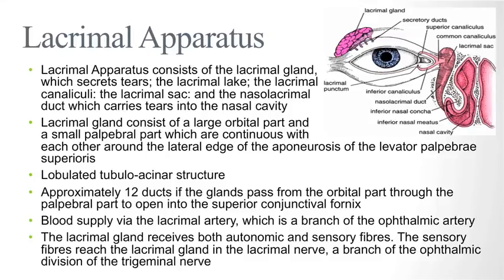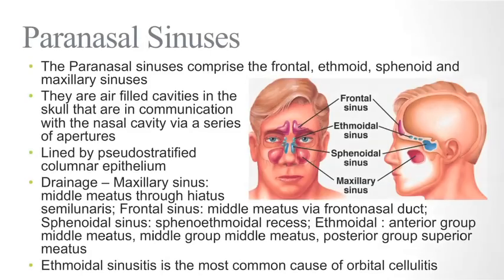Approximately 12 ducts of the gland pass from the orbital part through the palpebral part to open into the superior conjunctival fornix. The lacrimal gland receives autonomic and sensory fibers. The sensory fibers reach the lacrimal gland via the lacrimal nerve, a branch of the ophthalmic division of the trigeminal nerve. The paranasal sinuses comprise the frontal, ethmoid, sphenoid, and maxillary sinuses.